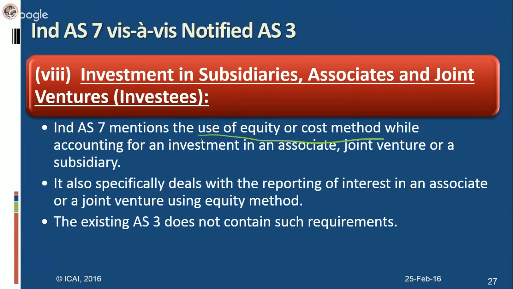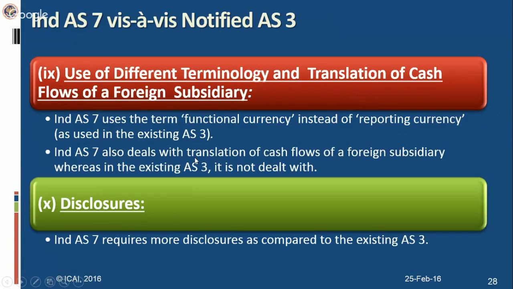Ind AS 7 also deals with the reporting of interest in an associate or joint venture using equity method. Equity method is simple. You have to ascertain the value of your control in the other entity in which you have obtained the control. However, existing AS 3 does not contain any such requirement about the control, changes in ownership interest in subsidiaries and other business entities. So this was a major difference of Ind AS 7 vis-a-vis notified AS 3.